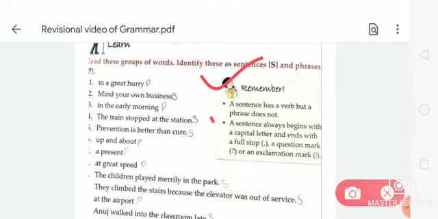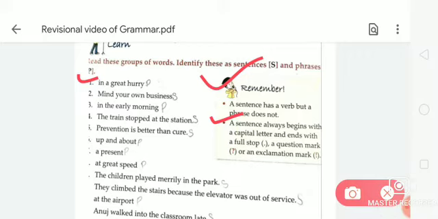Students, it is more information, another difference between a sentence and a phrase. That is, a sentence has a verb but a phrase does not. And the next is, a sentence always begins with a capital letter and ends with a full stop, question mark or exclamation mark, but a phrase doesn't end with a full stop, question mark or exclamation mark.